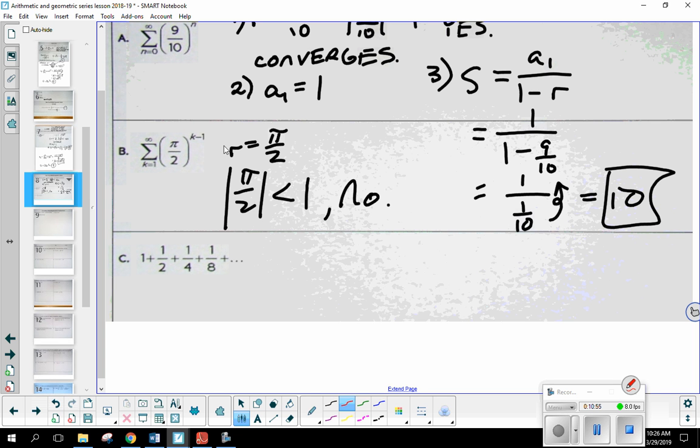Okay, it will not. In fact, somebody help me out. What's the decimal value for pi over 2? It's about what? About 1.57, right? That's definitely larger than 1, so that means it does not converge, it diverges.